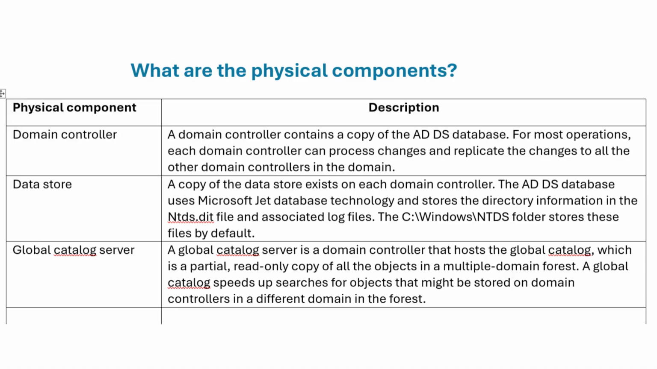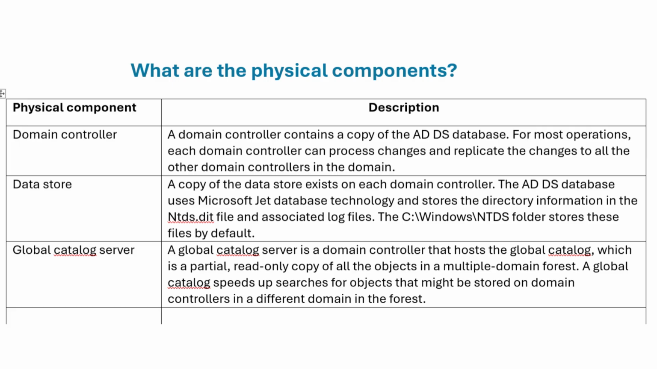For most operations, each domain controller can process changes and replicate the changes to all the other domain controllers in the domain. Data store. A copy of the data store exists on each domain controller. The ADDS database uses Microsoft Jet database technology and stores the directory information in the ntds.dit file and associated log files. The C:\Windows\NTDS folder stores these files by default.